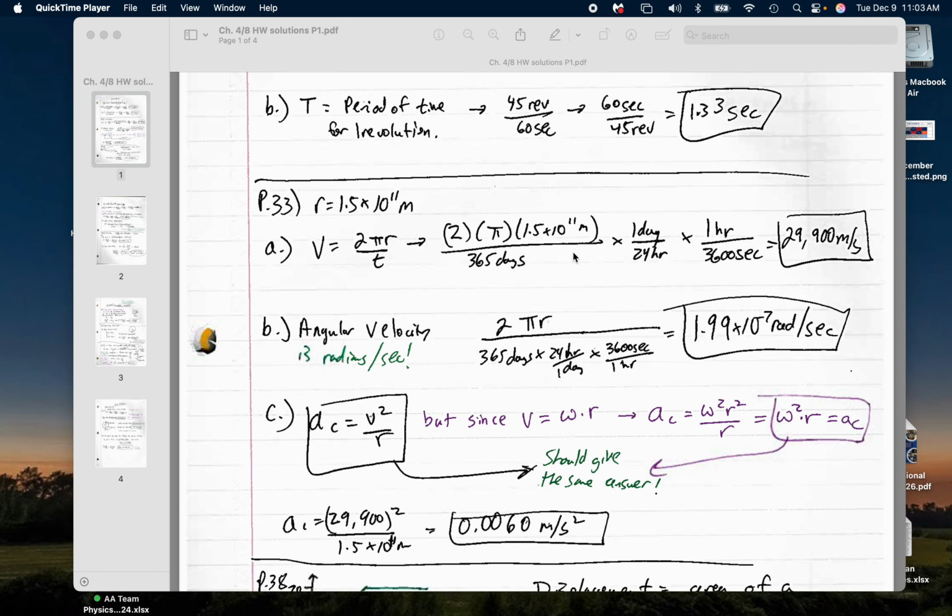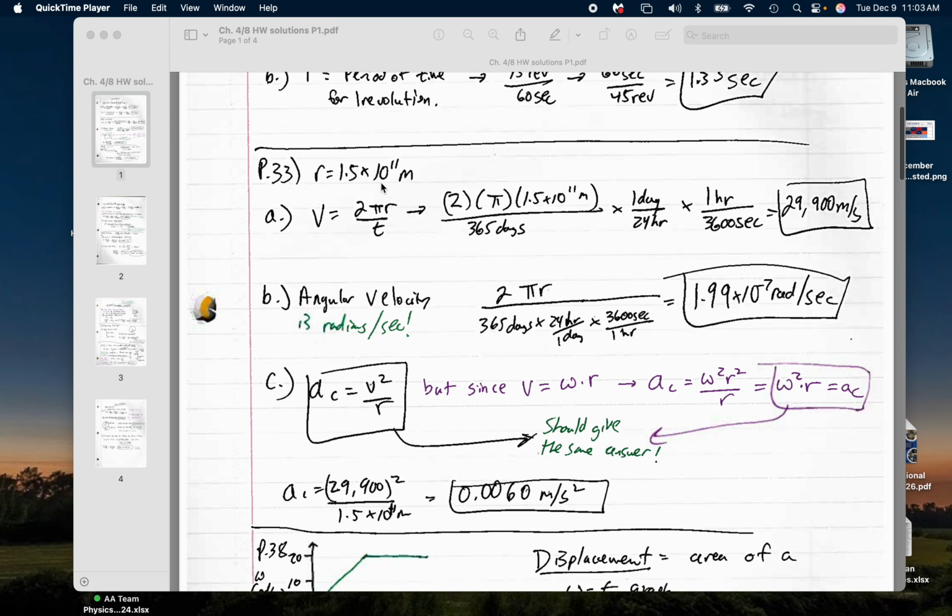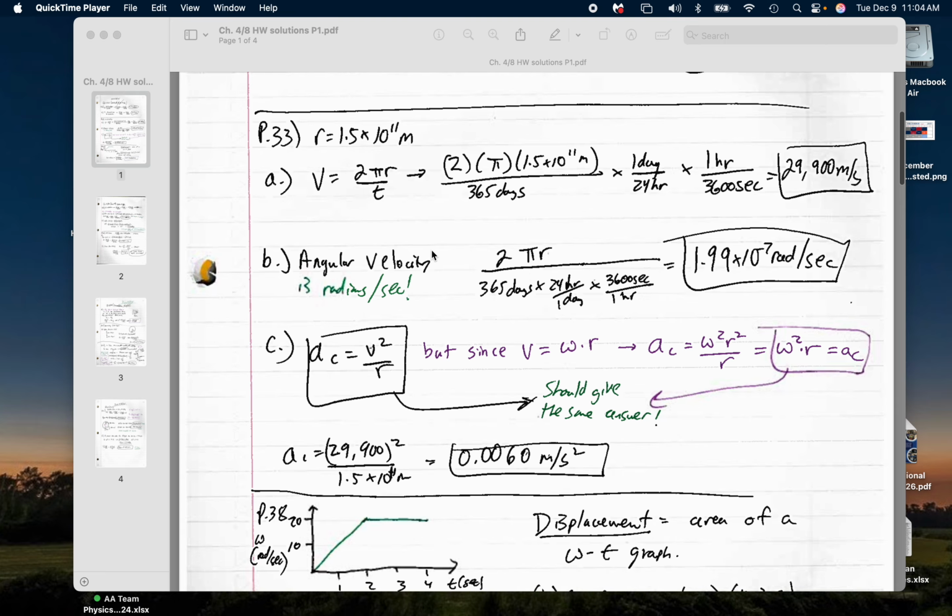Problem 33, saying the radius of the Earth's very nearly circular orbit was 1.5 times 10 to the 11th meters. Find the magnitude of the Earth's velocity, angular velocity, and centripetal acceleration. I think we went over this in class, but essentially what I've got is 2 pi r over t. So 2 pi r, that's the circumference, that's the time, and then I convert days into seconds. So I get around 29,900 meters per second. Angular velocity is just 2 pi radians over that same number of seconds. So that's 1.99 times 10 to the negative 7th radians per second.